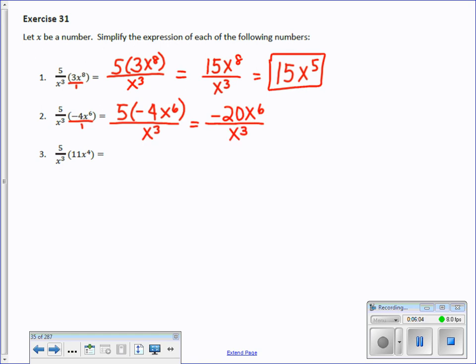That is not my final answer. I am not in simplest form. I see a common base of x to the 6th divided by x cubed. Subtract the exponent. 6 minus 3 is 3. And that would be my final answer.